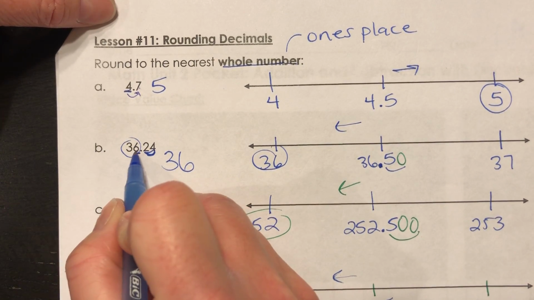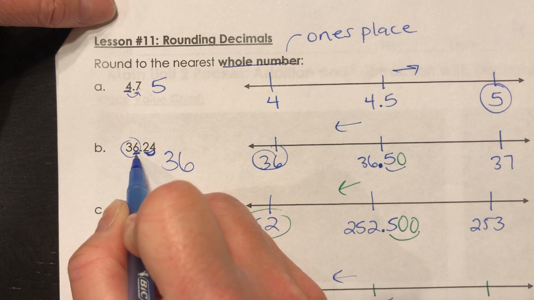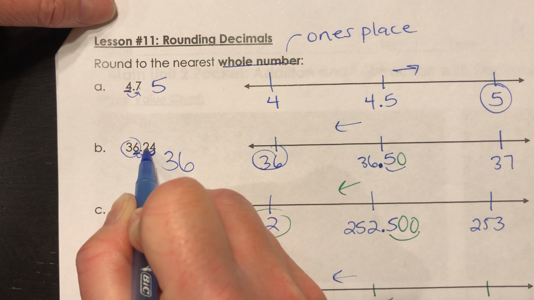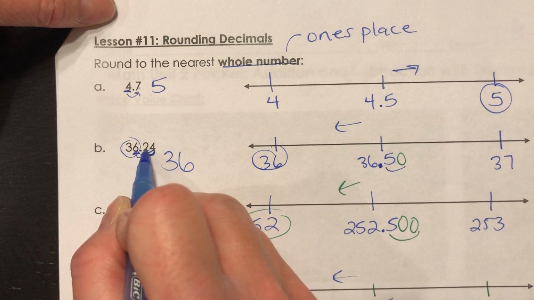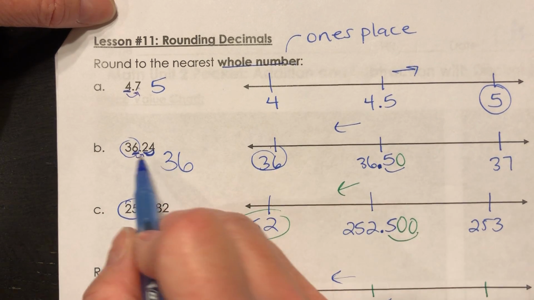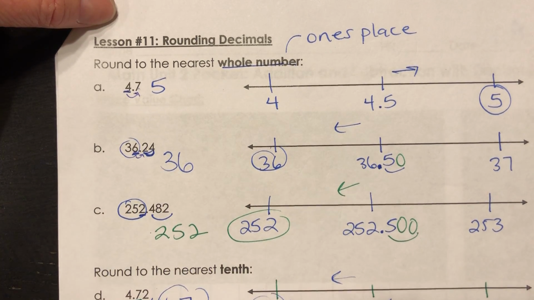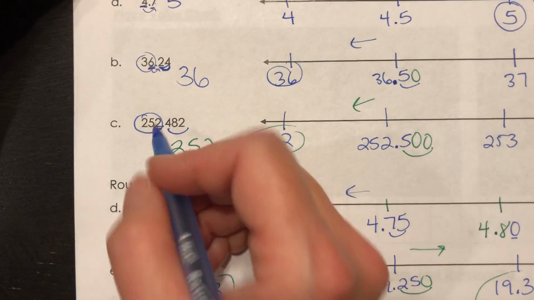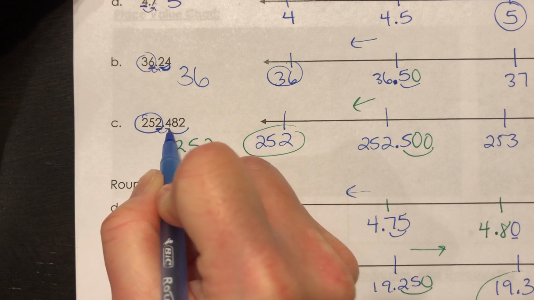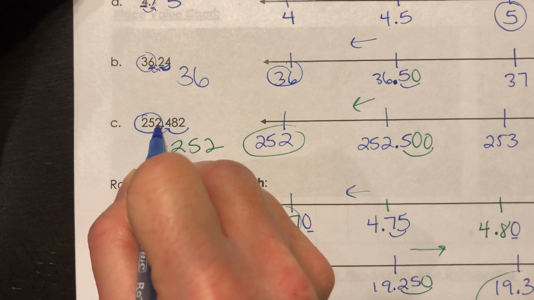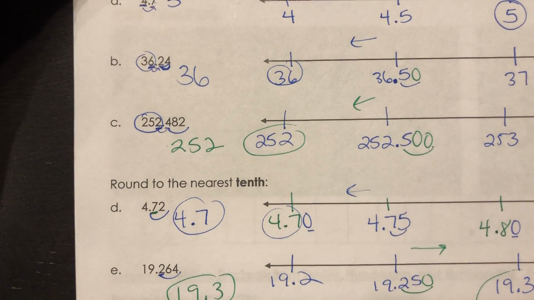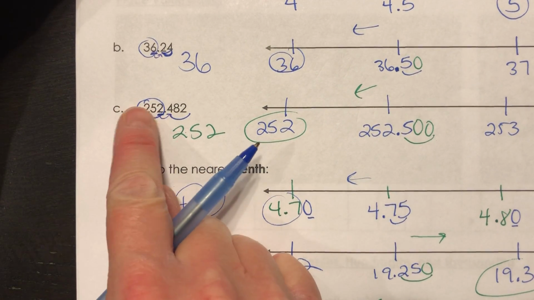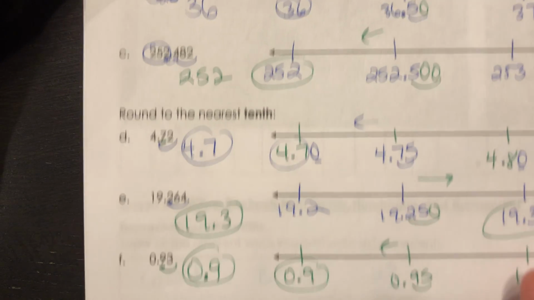For this next one, this 6 is in the ones place. When I look at the 6, the number next to it is a 2. And remember, if it's 4 or less, that's going to stay the same. So I would leave this as 36. For letter C, the number next to the ones place is a 4. That means this would stay the same. So I write the 252. We're always keeping those digits in front of the place we rounded to.